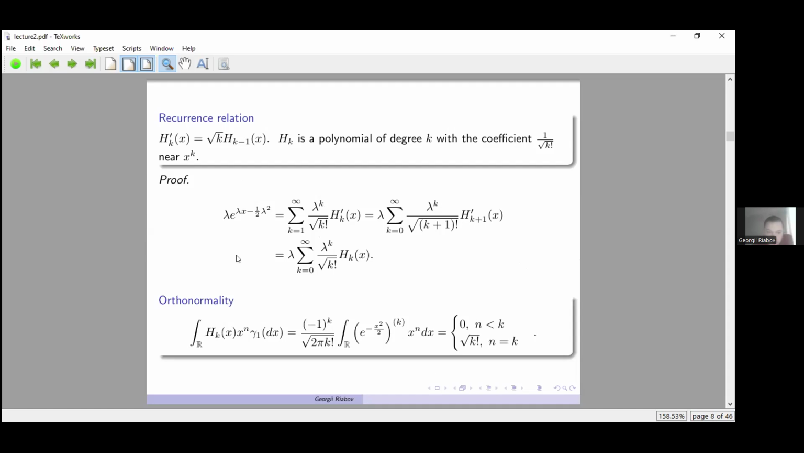And one more property of these polynomials is that they are orthogonal with respect to the standard Gaussian measure on the real line. So let's just check that the kth Hermite polynomial is orthogonal to all powers of x, x to the n, that are less than k.